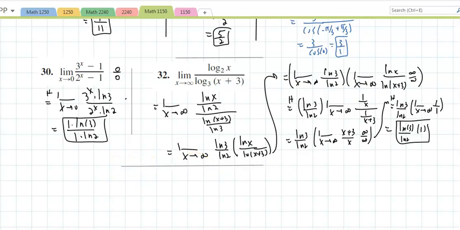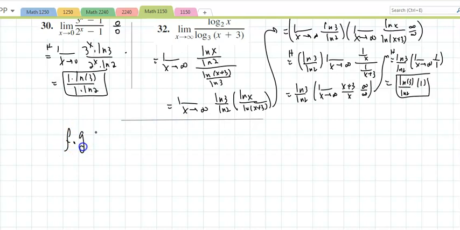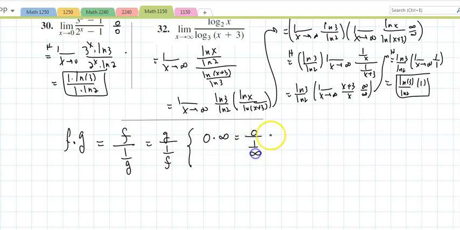Now, algebra. If I have f times g, I could say that's f divided by 1 over g, or I could say that's g divided by 1 over f. Meaning, if I have 0 times infinity, I'm talking about limits, of course, with all of those. If I have 0 times infinity, I could say that is 0 divided by 1 over infinity, and 1 over infinity we agreed is a 0. That's one case. Or I could say that is infinity over 1 over 0, and we agreed that 1 over 0 is infinity.